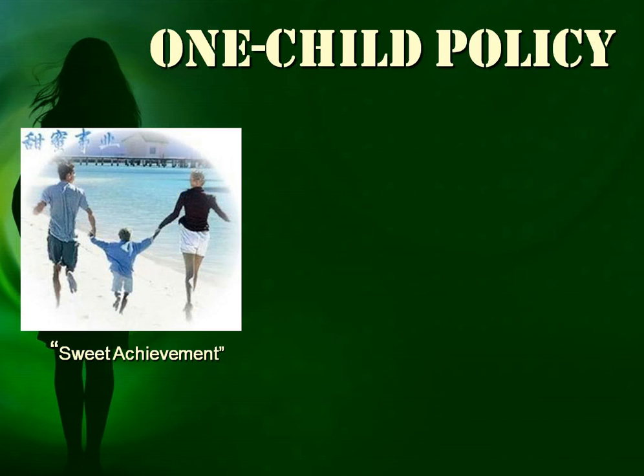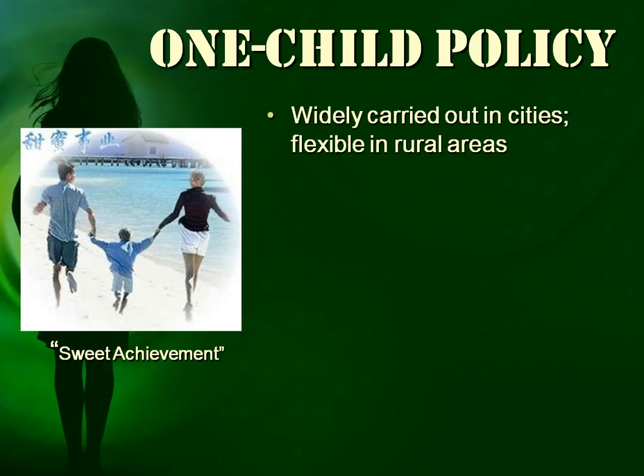Because of China's size and its differences between varying parts of the country, it's not as widely carried out in rural areas as it is in cities. There's more flexibility in rural areas where you see more of an agricultural society where children are needed to do things like work on farms and take care of the elderly. But in cities like Beijing, where space is an issue, you'll see the one-child policy carried out more rigorously.